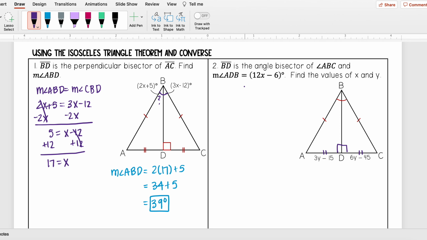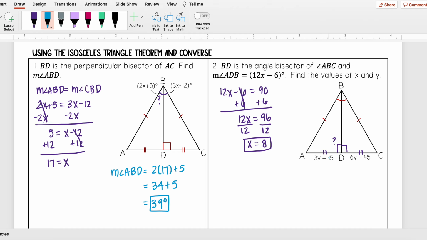Now I'm going to first find the measure of angle ADB. I see over here that ADB is this angle right here, and we know that's a right angle, which is 90 degrees. So that means that 12x minus 6 is equal to 90. Now I can solve for x, and I get that x is equal to 8.